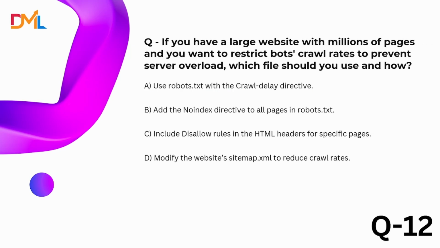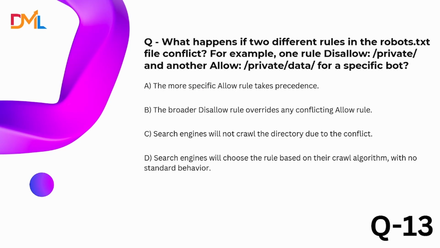Question number 12. If you have a large website with millions of pages and you want to restrict the bots' crawl rate to prevent server load, which file should you use and how? Answer A, use robots.txt with the Crawl-delay directive. Question number 13. What happens if two different rules in the robots.txt file conflict? For example, one rule disallows /private and another allows /private/data for the specific bot. The more specific Allow rule takes precedence.